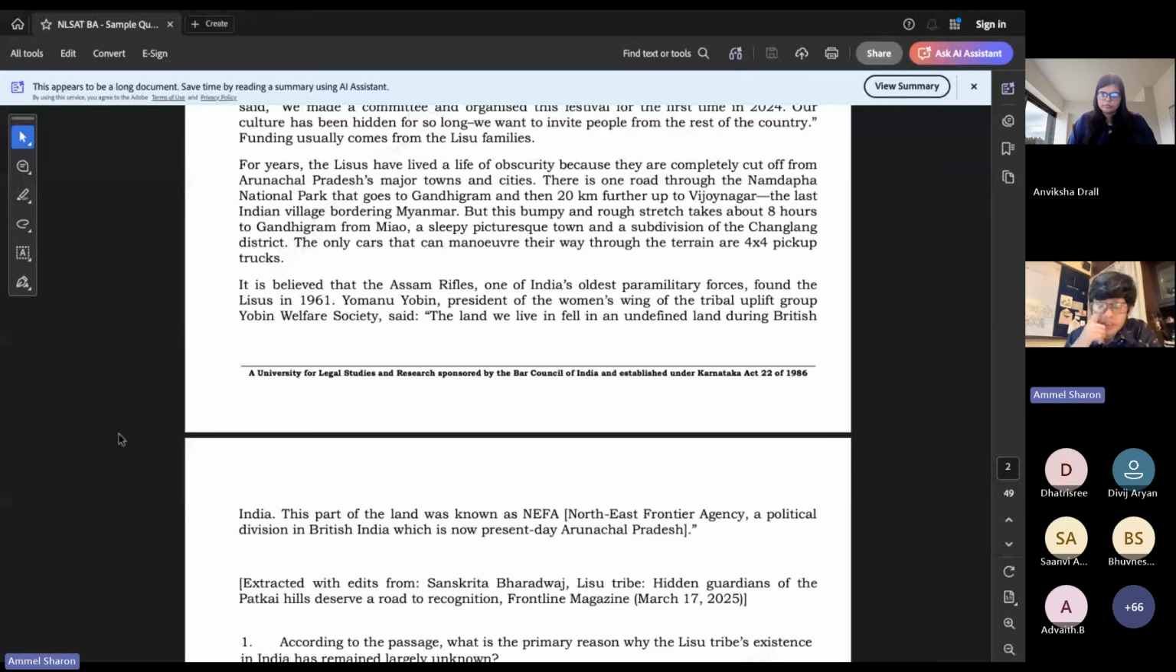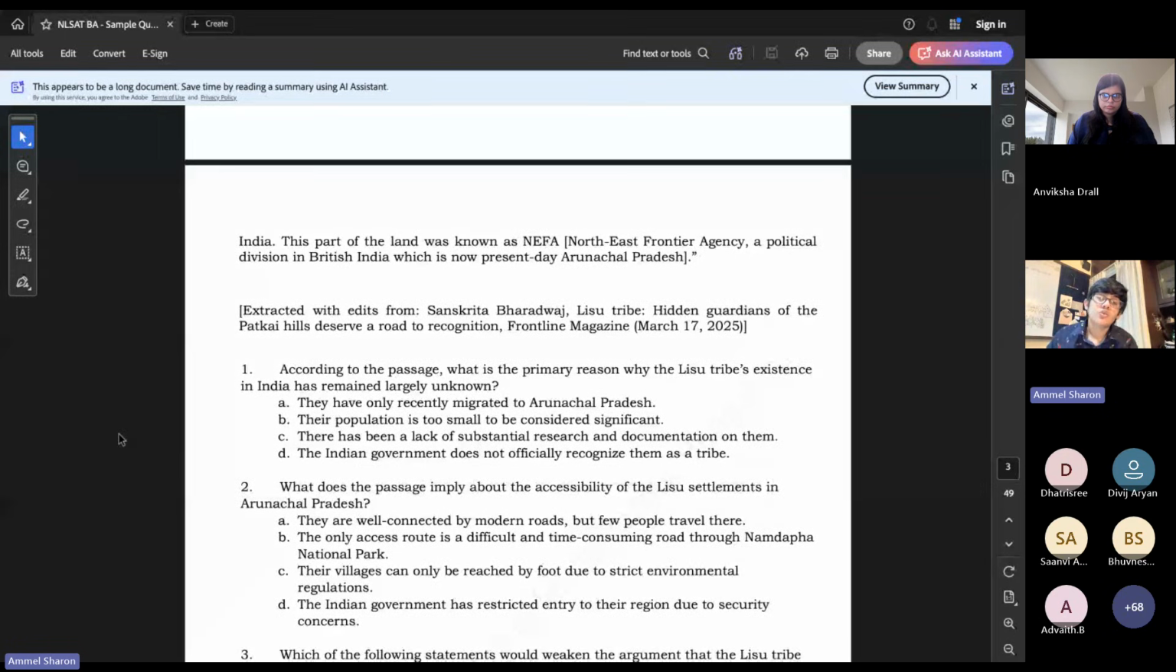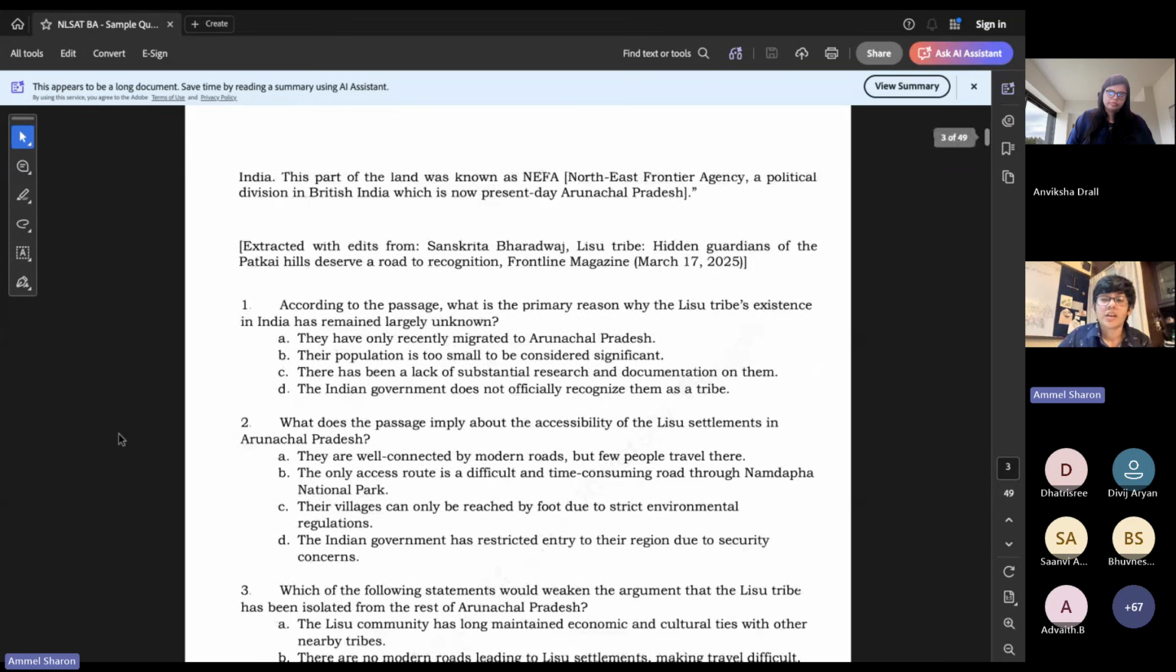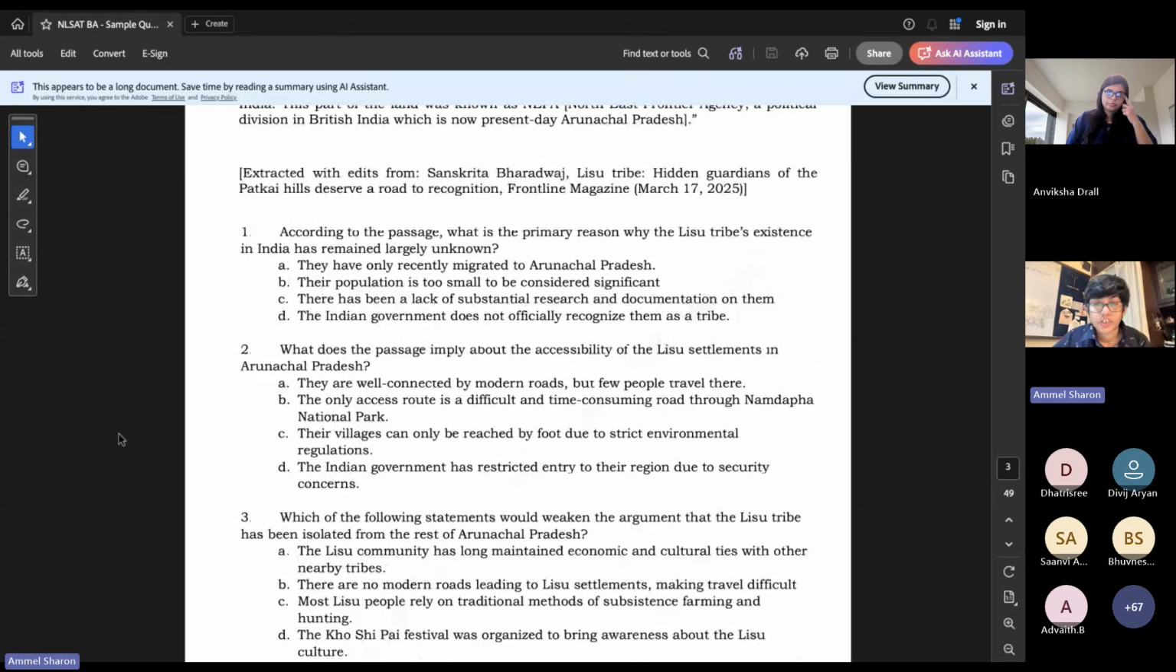You can see that this passage has been extracted with some editing from the Frontline magazine, the issue published last year in March in 2025. So you can expect that the passages you will get will be from some public concern. This may be unfamiliar to you, but all the information you need is based on the passage, right? So let's look at the first question.